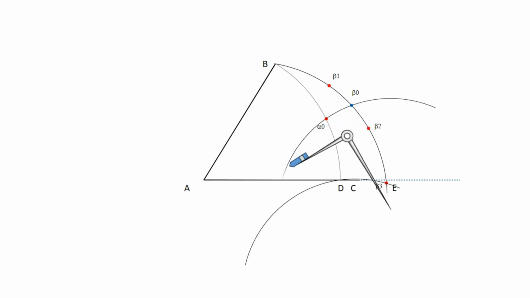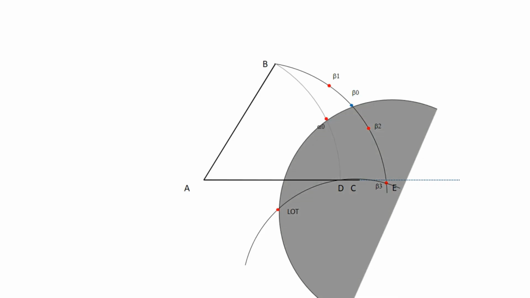Then, in the same way, we draw an arc of the same radius R through midpoint alpha 0 and beta 0, intersecting the previous arc. We name the intersecting point as locus of trisection, or LOT. The arc can also be drawn with the semicircle cutout of radius R as before.